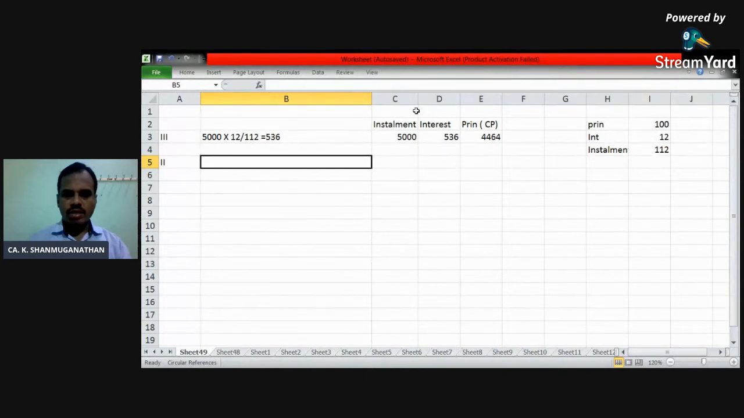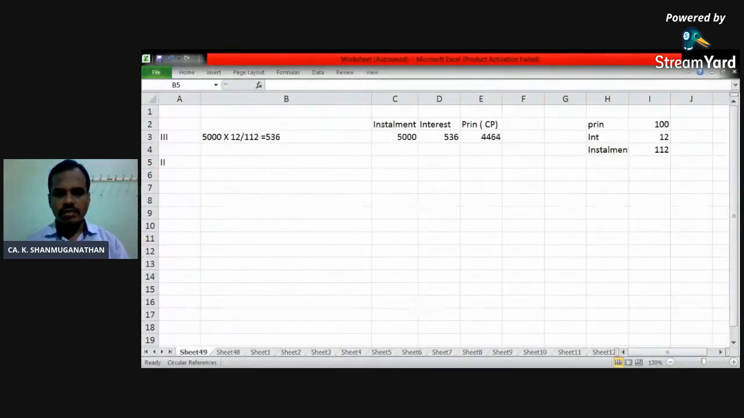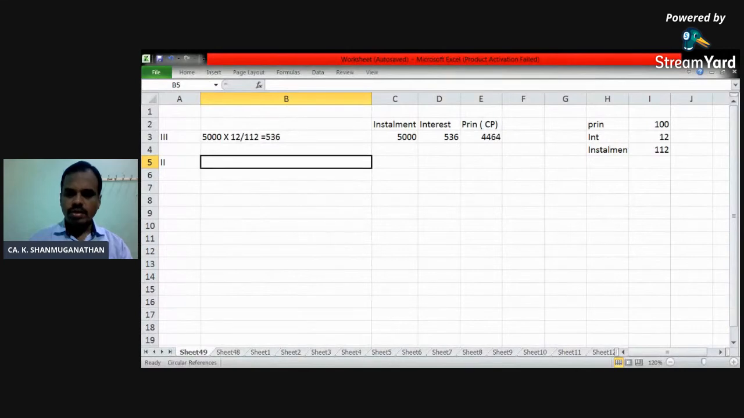Second step. What I will do, for the second installment, let us check from the question. If you read the question, the second installment is 3,000, 3,000 at the end of second year. So we need to take not 5,000, but 3,000 plus 4,464. 4,464 into 12 divided by 112. Now follow closely. We are going to share something important.